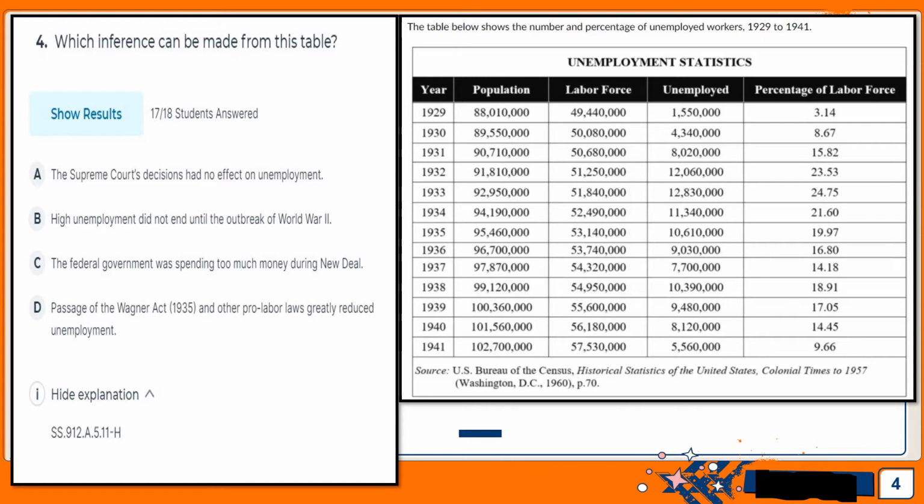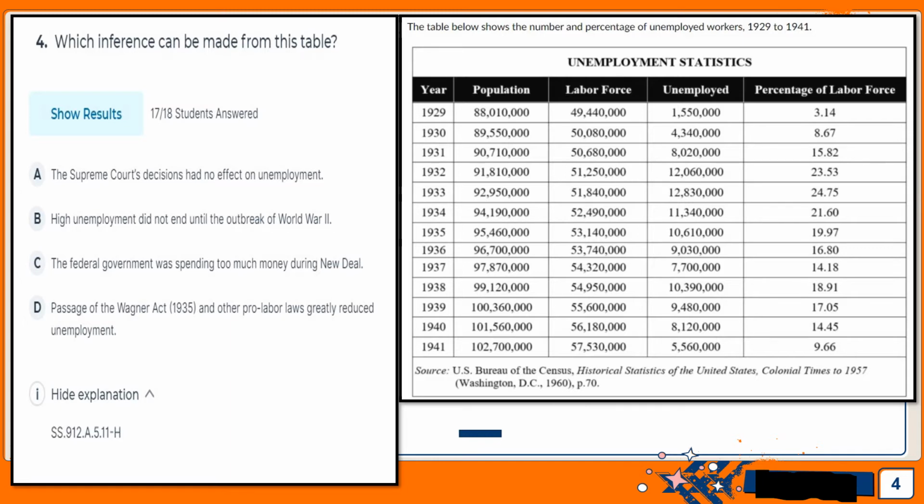A, the Supreme Court's decision had no effect on unemployment. Is there anything in this table dealing with the Supreme Court? Let's go ahead and X that one out using the salt in our brain. B, high unemployment did not end until the outbreak of World War II. Hold on for a second, let's come back to that. C, the federal government was spending too much money during the New Deal. Do we see anything about money in here? All right, let's X that one out.